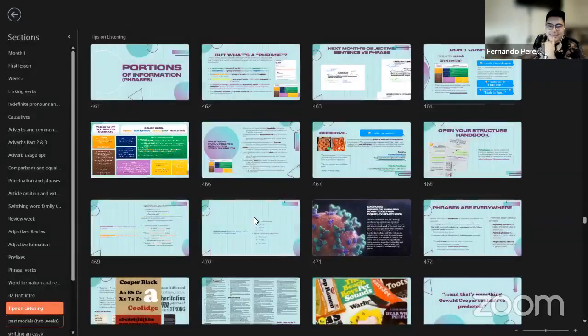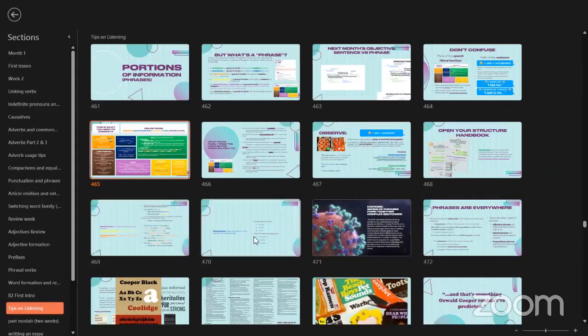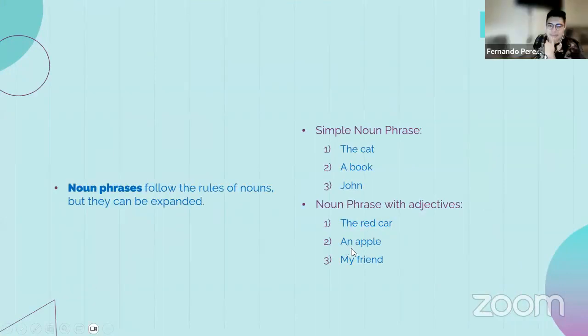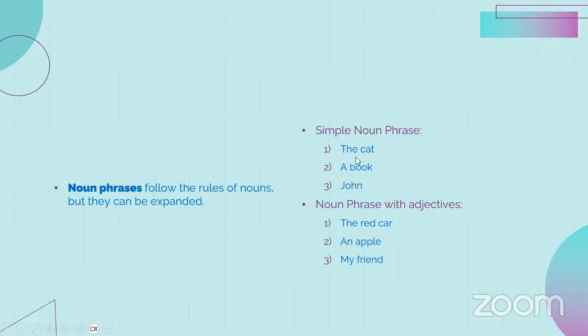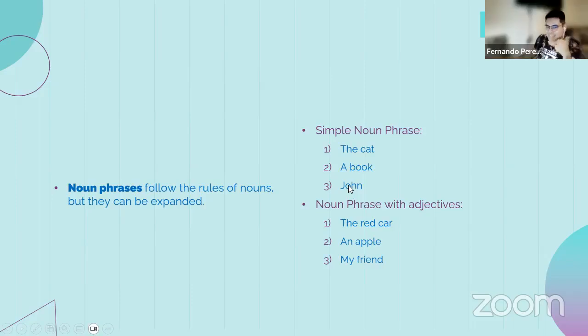So, technically, this is considered as modifying the apple. That means that there are two different names for the same exact thing. This is a simple noun because you only have an article and a countable noun. But then here, you can talk about a noun and an extra word, which is an adjective. My is an adjective, and the red is an adjective.